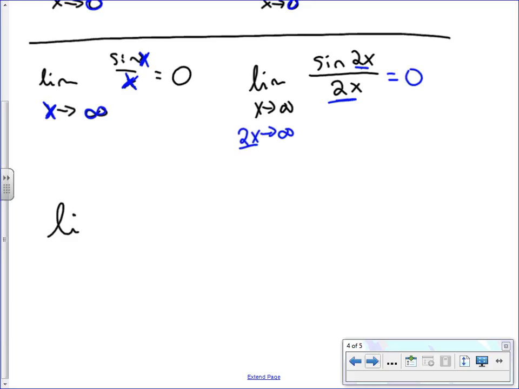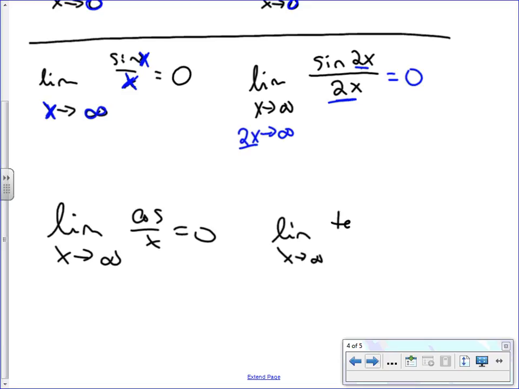And again, without discussion here, the limit as x approaches infinity of cosine of x over x is also going to be 0. And so is the limit as x approaches infinity of tangent of x over x. That's also going to be 0. Okay, so add those into your memory compartment. And then hopefully that'll help you get some of the trig ones in the homework.